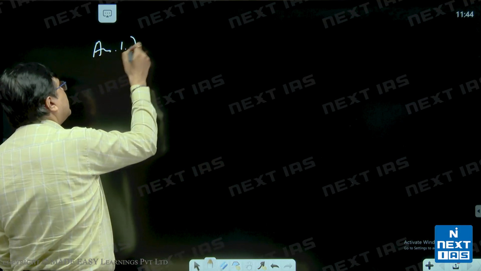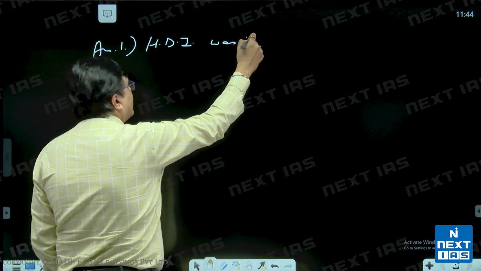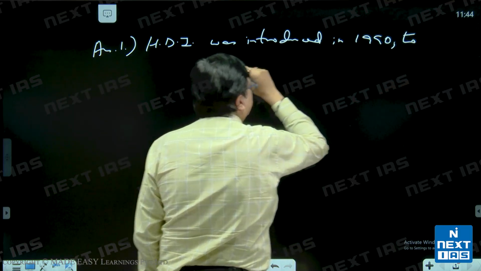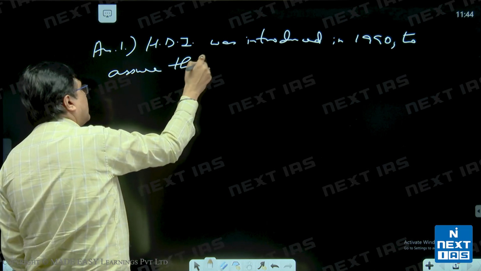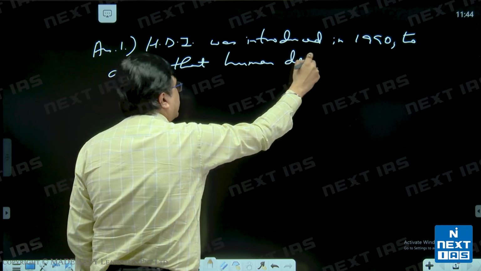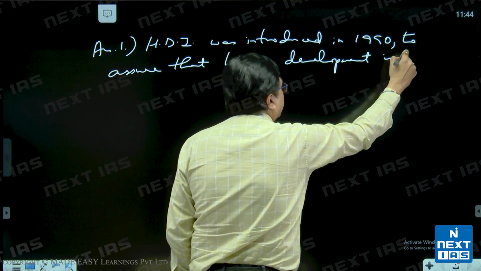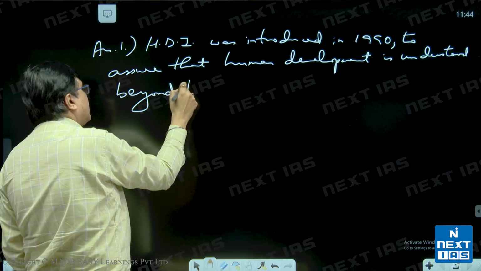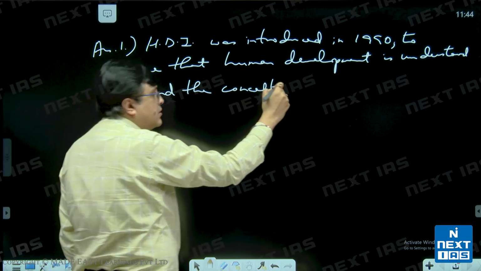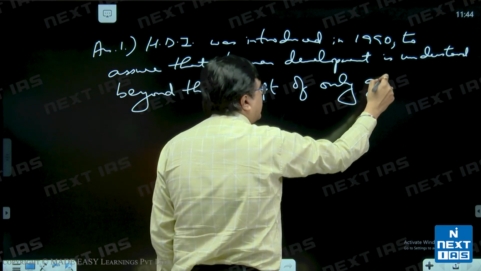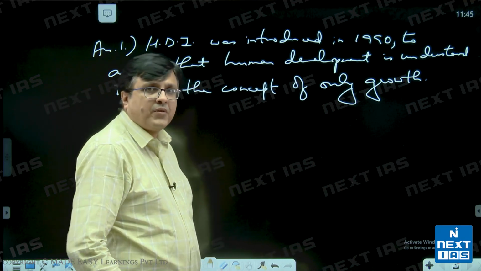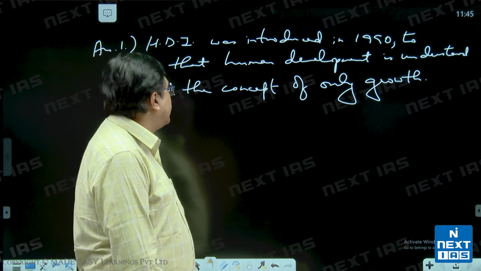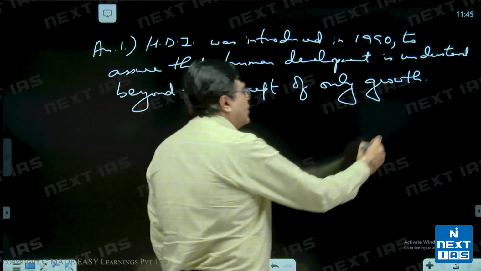Say when we write answer 1, HDI was introduced in 1990 to assure that human development is understood beyond the concept of only growth of GDP.